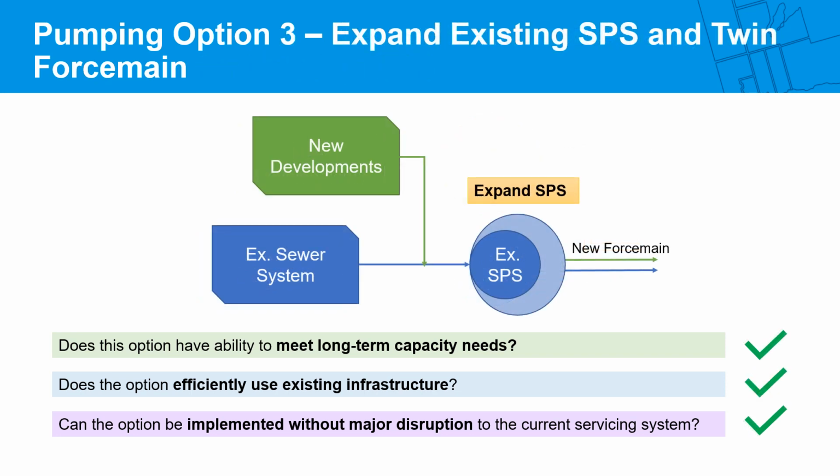Pumping option 3 involves expanding the existing River Street SPS on the existing site and constructing a new Forcemain. This option would meet long-term capacity needs. It efficiently uses existing infrastructure and it can be implemented without major disruption to the existing sanitary sewage servicing.